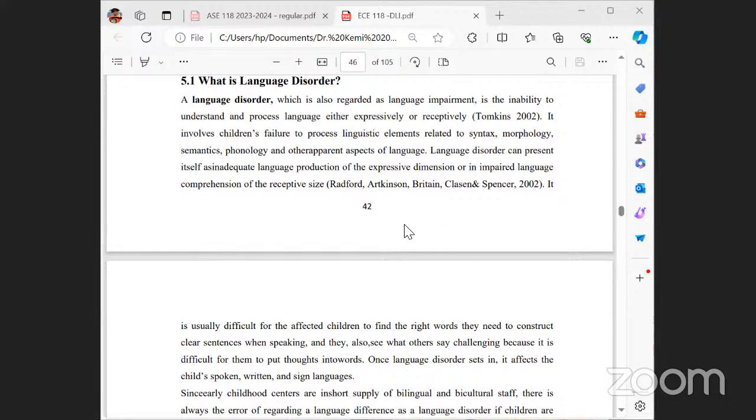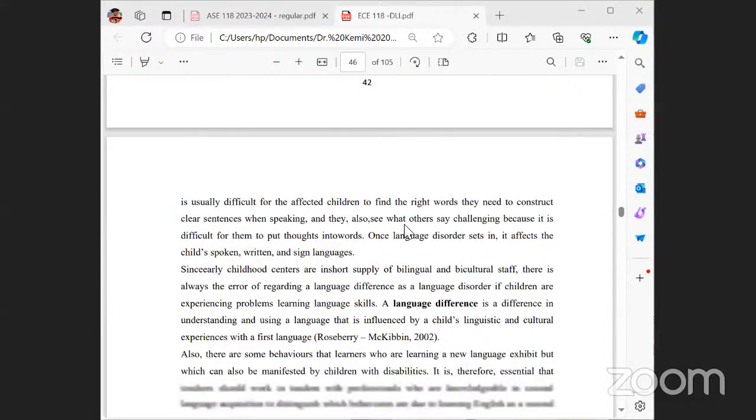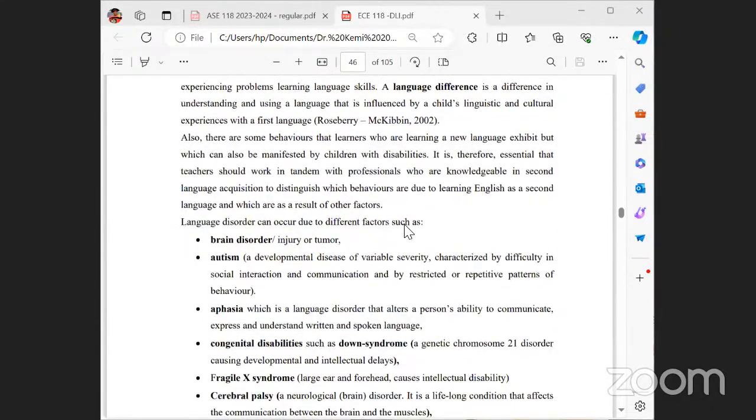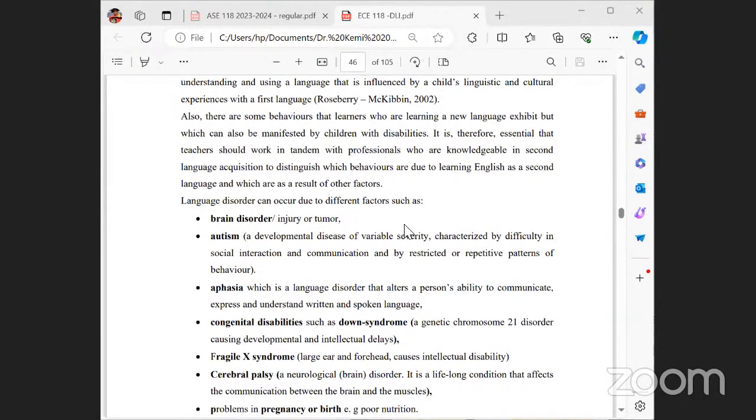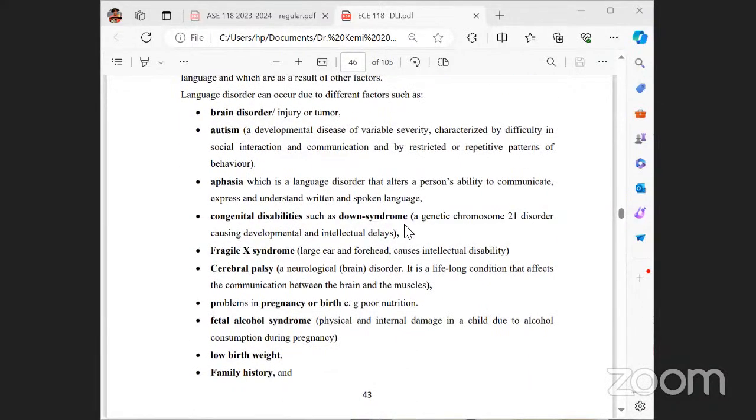Some children are able to understand, but pronunciation will be the problem. While some can pronounce but can't understand, they don't know the difference between words. Some can't even process at all. So all of these are tagged as language disorder. We say disorder can occur due to different factors. And these factors include brain disorder, injury in the brain, or tumor.